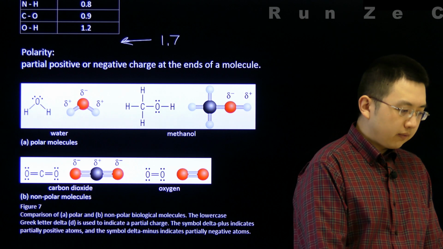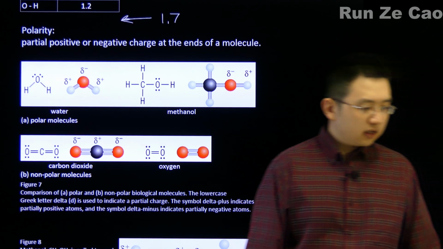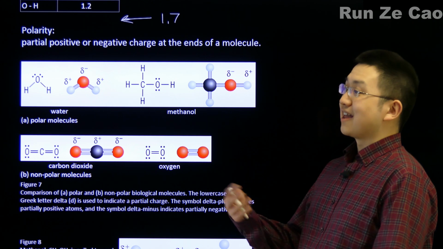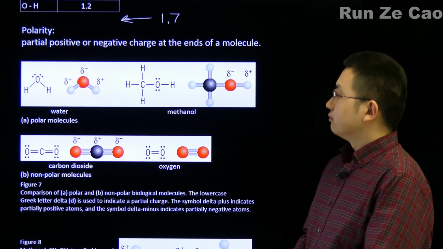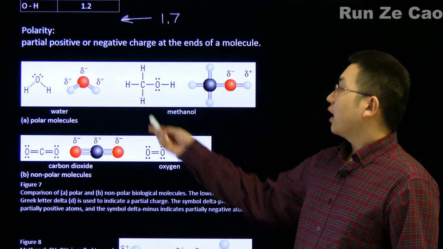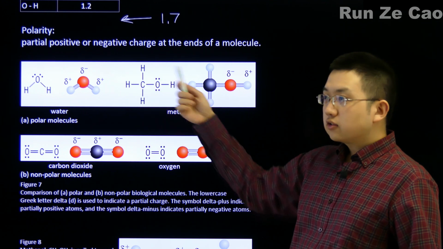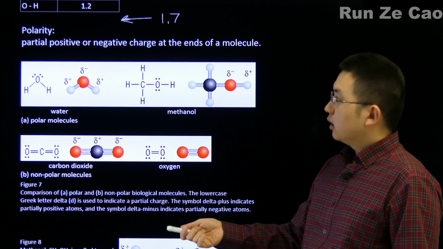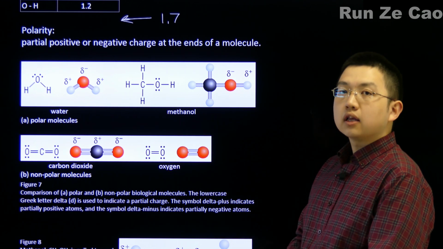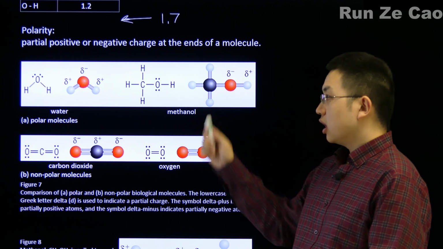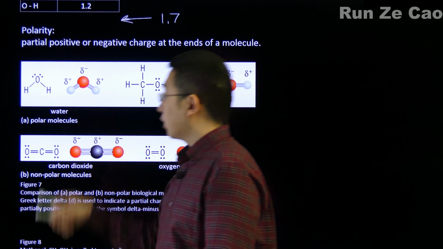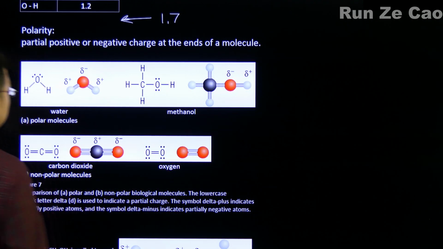So polarity is a partial positive or negative charge at the end, or one of the many ends, of a molecule. So stuff like hydrogen bonding, where we have a hydrogen that's bonded to, say, oxygen or nitrogen or some other electronegative atom, and that hydrogen ends up partially positive, and thus it binds to, say, another oxygen on another molecule, say water, that is partially negative. Well, that relies on polarity.